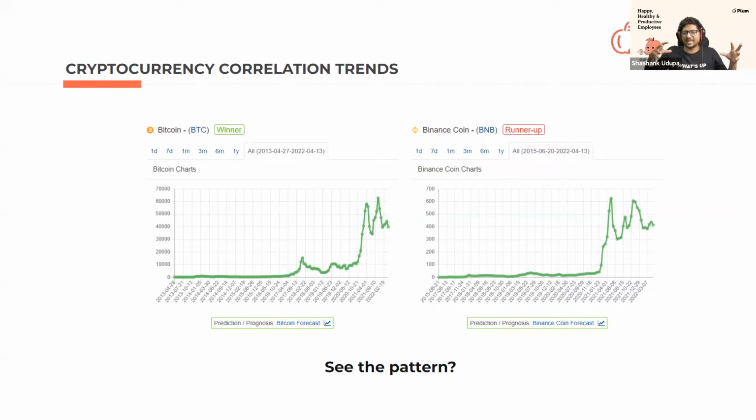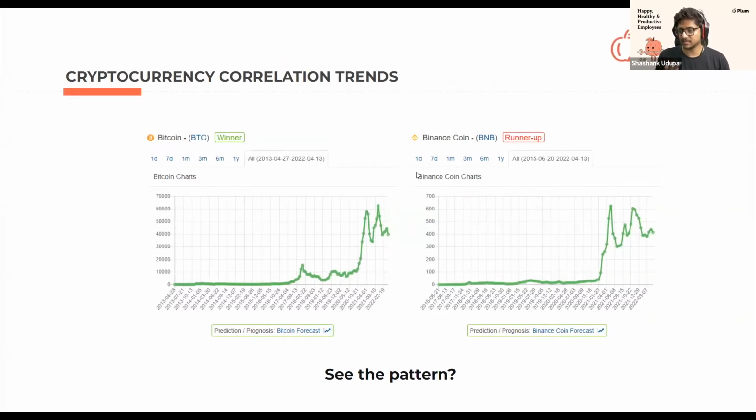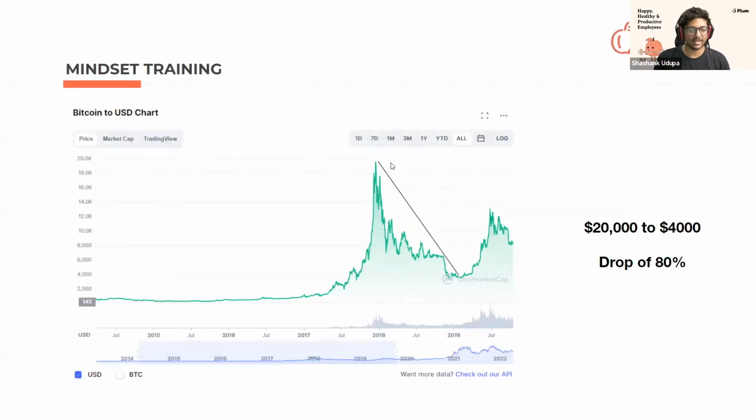If you actually see the money being invested in the cryptocurrency market, most of the money is being invested in Bitcoin and Ethereum. And I'll show you how to understand that as well. So you understood this much? Basic stuff you understood, right? Now, before I come to mindset training, let me open this and show you.